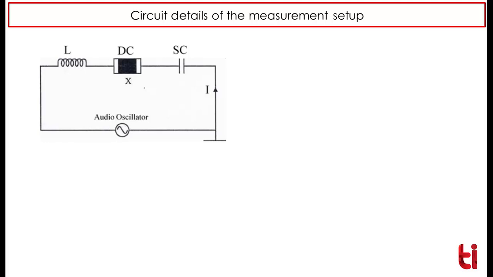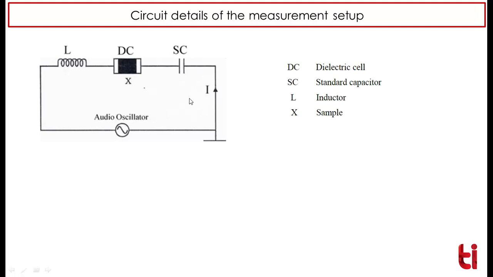Now let's talk about the details of our measurement setup. Our measurement setup in the lab is based on an LC circuit. So essentially we have an inductor, and serially to it we have two capacitors. We have the standard capacitor SC, and then we have the dielectric cell DC, and the whole LC setup is being activated, or charged, using an audio oscillator.